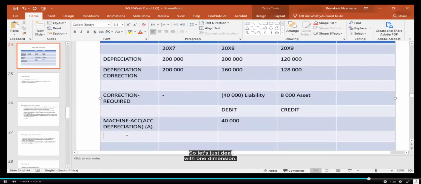So let's just deal with one dimension. Let's assume there is no tax involved. We took 40,000 less of a profit to our retained earnings. Is that not clear? Yes, it's clear. What does it say then about our retained earnings opening balance in the current year? It's smaller than it should be. By 40,000, right? We're assuming that there's no tax.